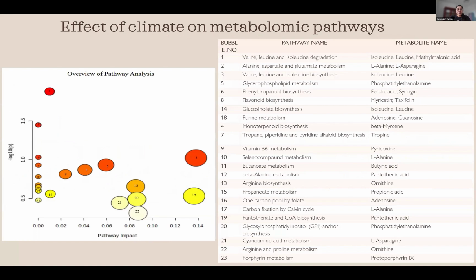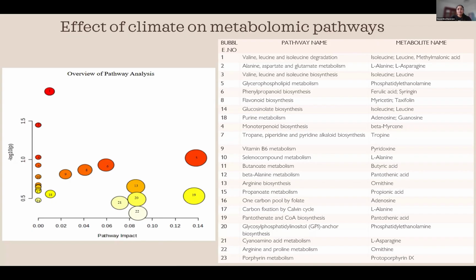After this, we did some pathway analysis to get to know which are the main plant pathways that are being affected by these metabolites. And we found 23 major metabolite pathways. We used the MetaboAnalyst 6.0 version to do the pathway analysis. And here the color of the bubble represents the strength of significance, and the size represents the strength. And here we can see that a total of 23 pathways were affected.